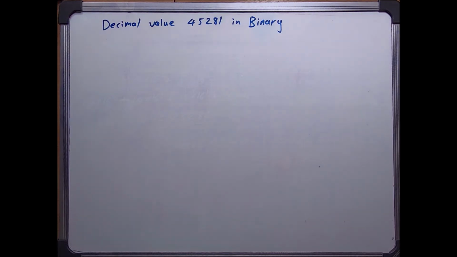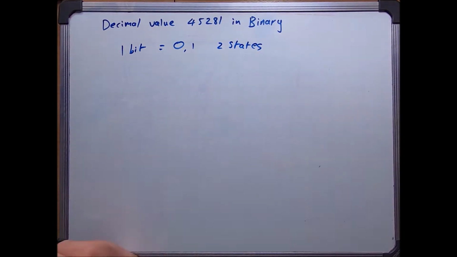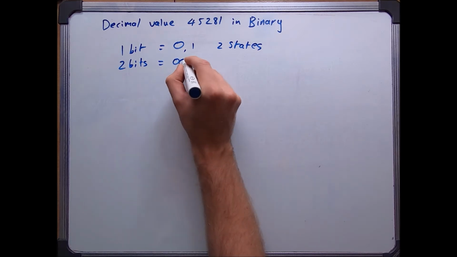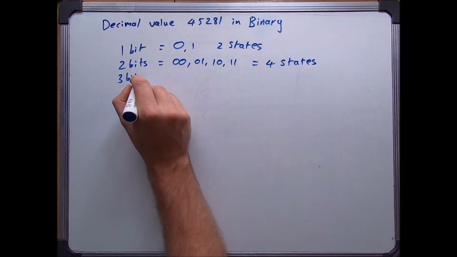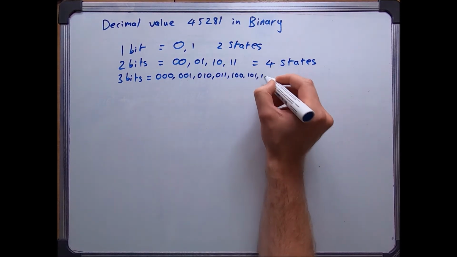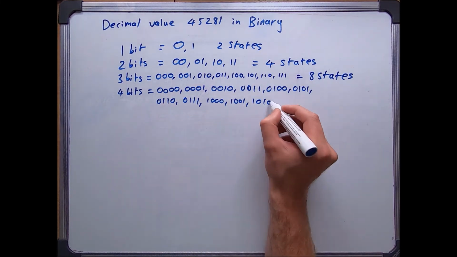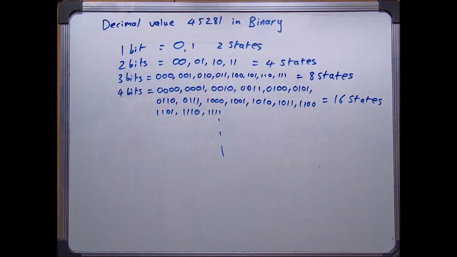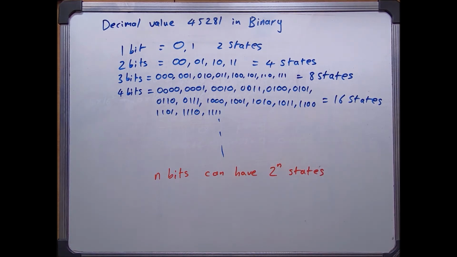I need to first determine the minimum length of a binary word required to hold this value. A single bit has 2 states, 0 and 1. 2 bits have 4 states, 00, 01, 10, and 11. 3 bits have 8 states, 4 bits have 16 states, and so on. This means the amount of states that a word of a given length can hold is simply given by 2 to the power of that length. Mathematically, I can write this as n bits can hold 2 to the n states.